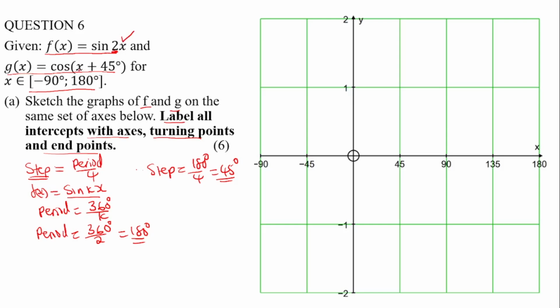And then for g(x), the period is 360 degrees. We divide by 4 and find that the step should be 90 degrees. But if we check, 45 can easily go into 90, so having a step of 45 degrees will not affect this one. We're covered. So we're going to use the step of 45 degrees for both functions. Right, now let's go to the calculator.